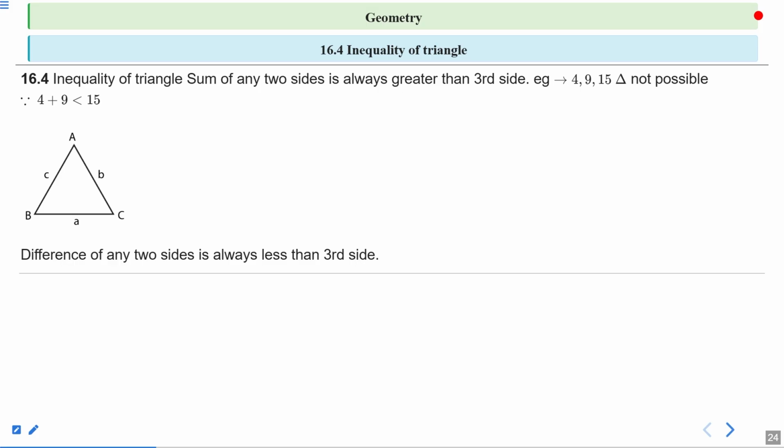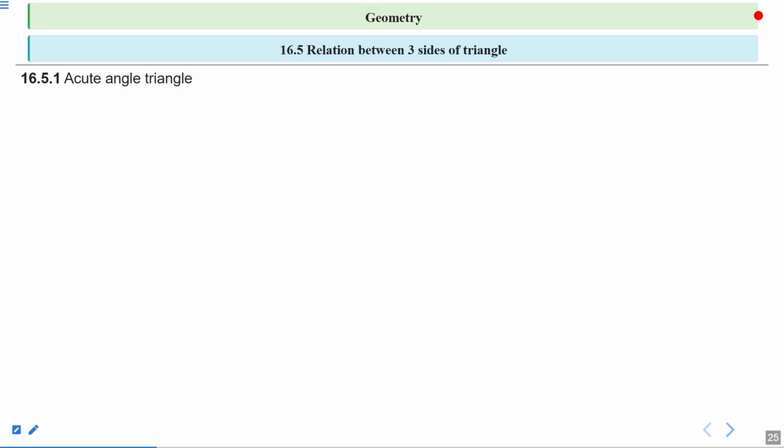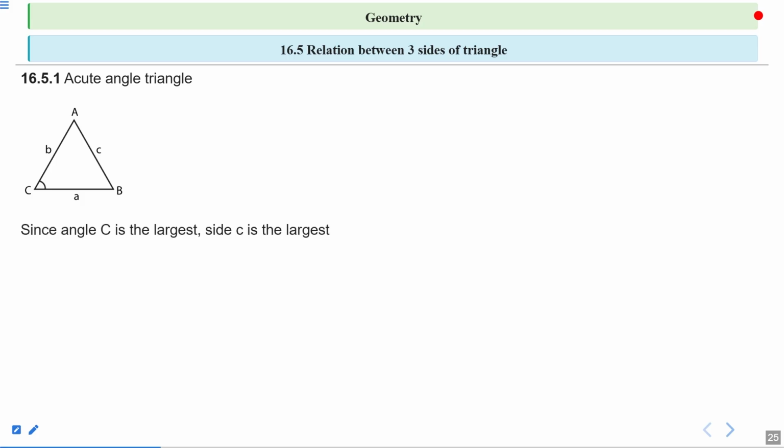Next one, the acute angle triangle. This is the acute angle triangle diagram. Since angle C is the largest, side C is the largest, so this happens when C square is always less than A square plus B square.